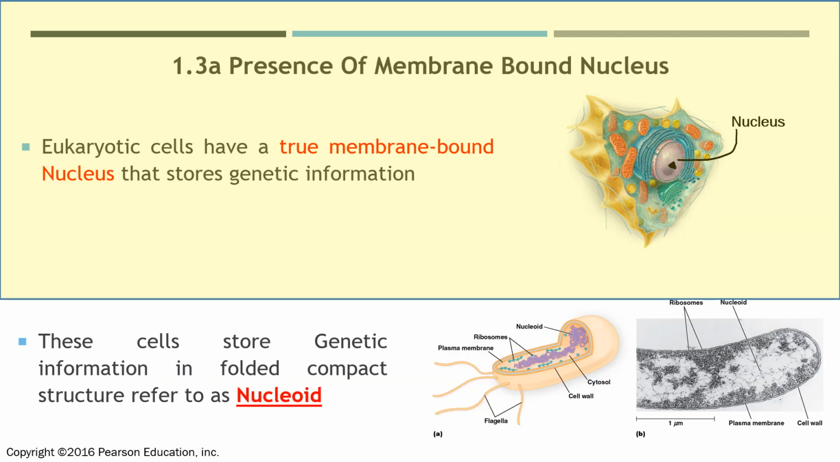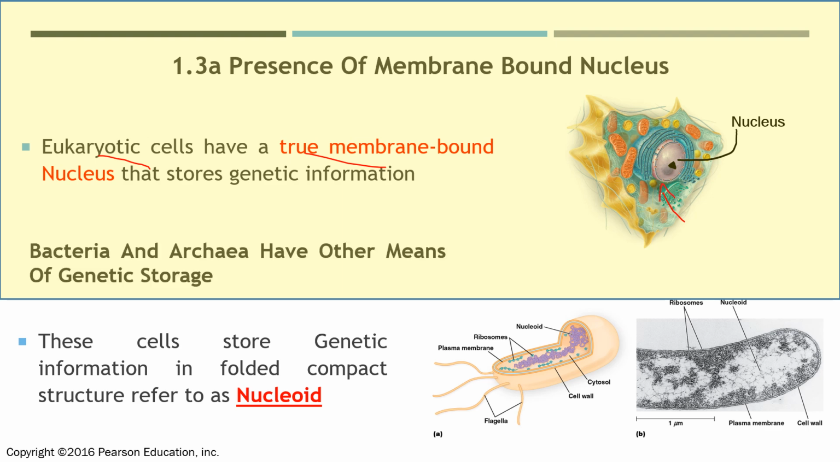So I'm sure that you remember that eukaryotic cells have a true membrane, and I don't need to talk about that. But what I found very interesting is to tell you that bacteria and archaea have their own means of storing genetic information.